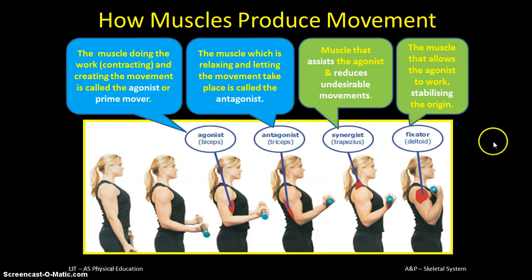So 4 different terms that you need to be able to explain. The main muscle, the agonist, the main muscle that creates the movement. The antagonist, the opposing partner muscle that relaxes to allow the movement to happen. The synergist that assists the agonist and reduces undesirable movement. And the fixator, which stabilizes the origin of the agonist.